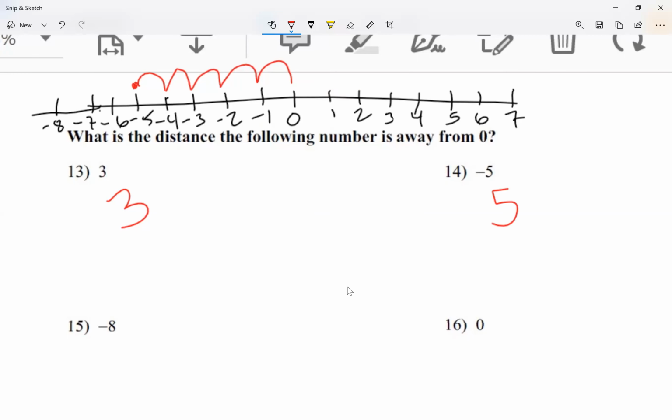When we talk about distance, distance is always positive, okay? Distance always positive because I'm asking what is the distance from 0? So distance is always positive.